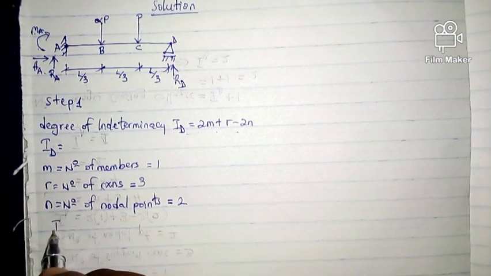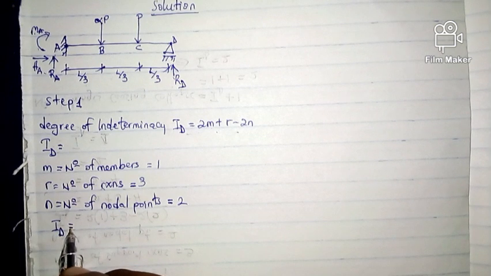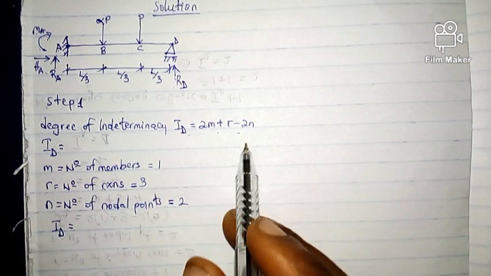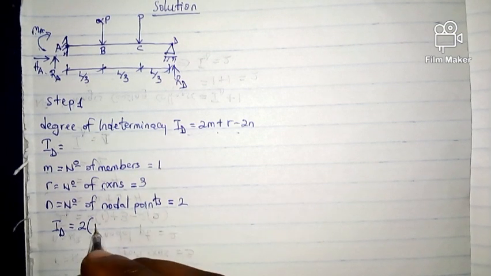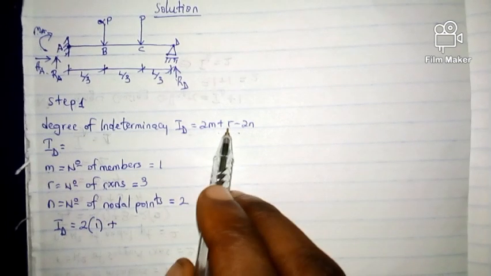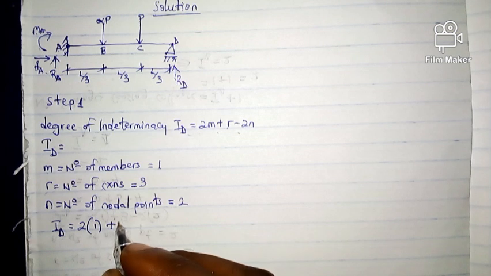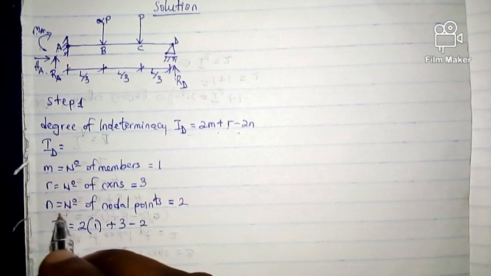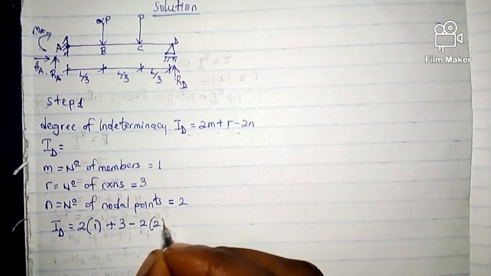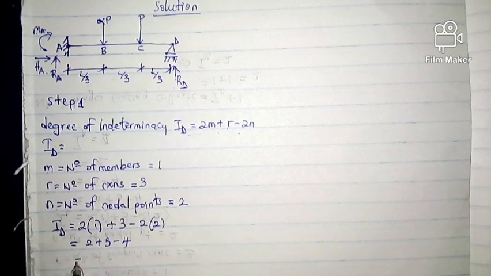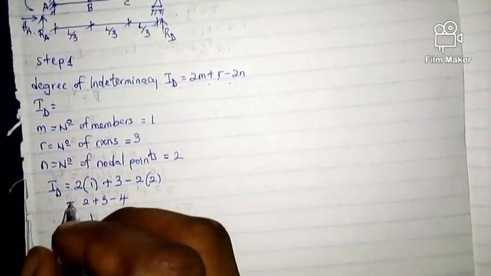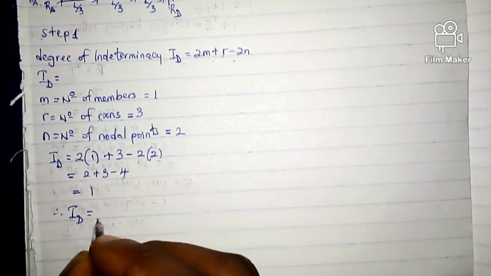Therefore, ID is equal to, substituting, 2 times bracket, my M is 1, plus my R is 3, minus 2 times my N, which is 2. If we simplify, we have 2 plus 3 minus 4, which is equal to 1. Therefore, ID is equal to 1.